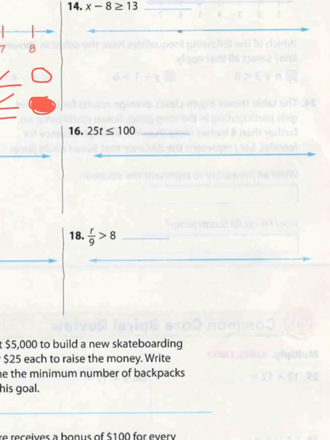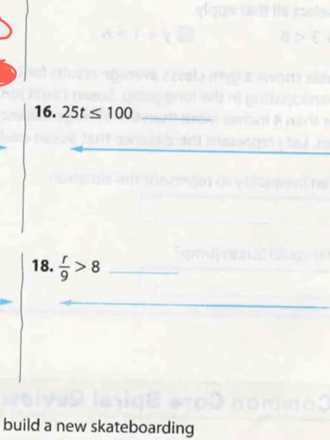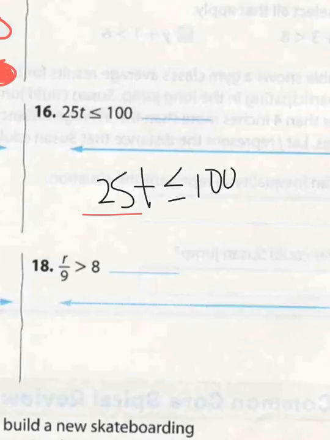Alright, I'm just going to start you guys off on number 16 here. So we have the inequality, which is, let me zoom in a little bit, 25t is less than or greater than 100, right? So what is the opposite of 25 times t? When a number is next to a variable, that means they're multiplying. So if I'm doing 25 times t, I need to do the opposite of times, which would be divided by, right? 25 divided by 25.